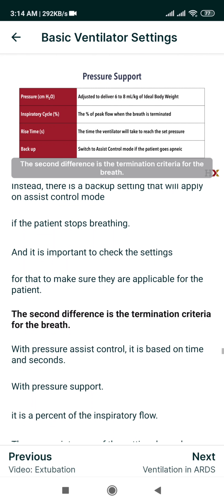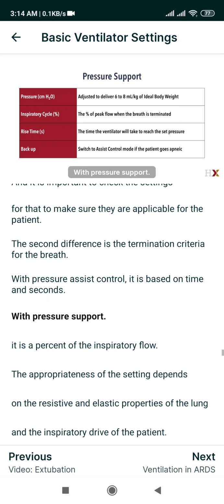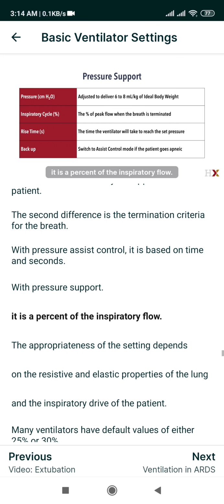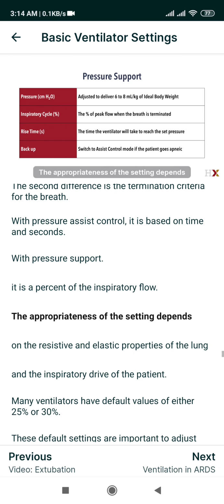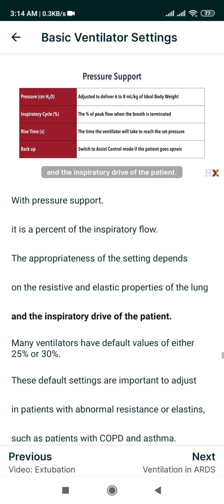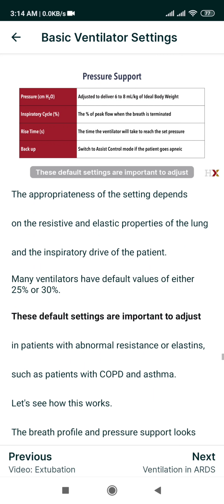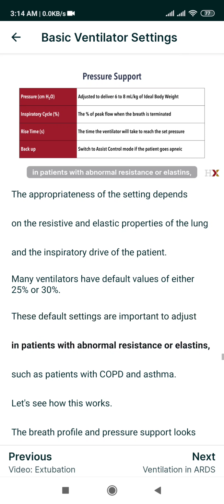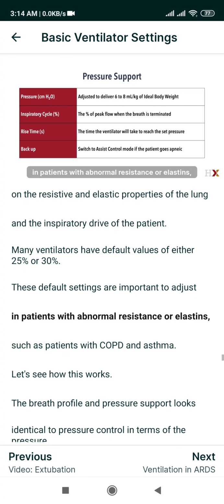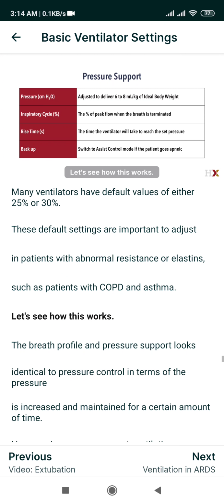The second difference is the termination criteria for the breath. With pressure assist control, it is based on time in seconds. With pressure support, it is a % of the inspiratory flow. The appropriateness of the setting depends on the resistive and elastic properties of the lung and the inspiratory drive of the patient. Many ventilators have default values of either 25% or 30%. These default settings are important to adjust in patients with abnormal resistance or elastance, such as patients with COPD and asthma. Let's see how this works.